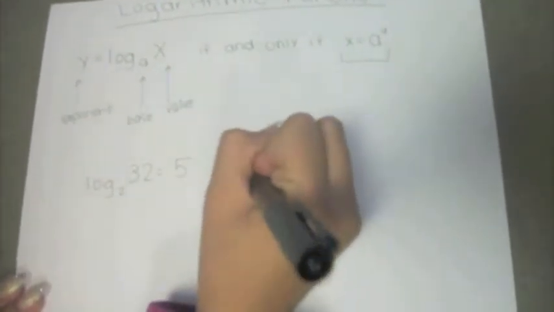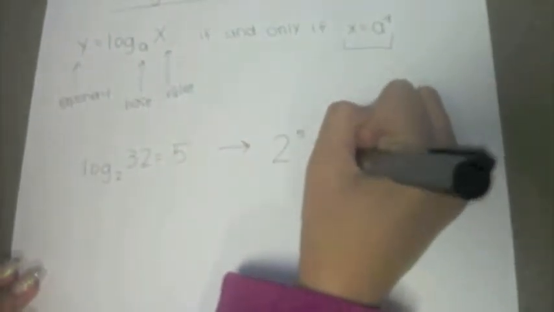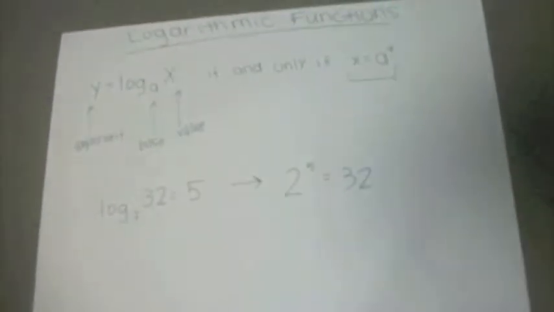For example, log base 2 of 32 equals 5. In exponential form, it is written as 2 to the 5th power equals 32.